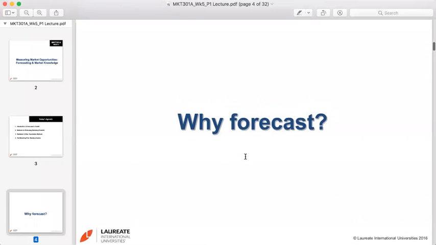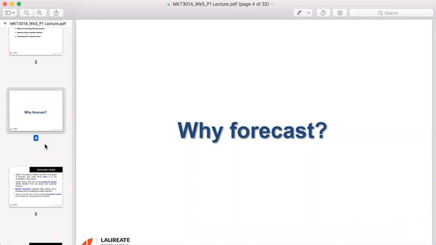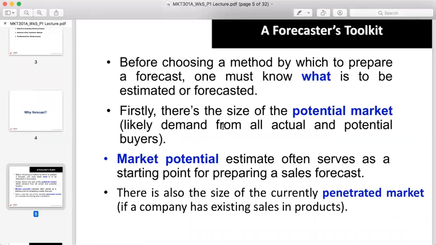Why forecast? A number of things that you can offer. One of them is to make sure that we are entering the correct market. Since we don't know the future, we need to use the available information for us to forecast. So that helps us to understand more about the market when we do the forecasting. Therefore, one of the things that we need to understand is basically the market potential, the potential market.